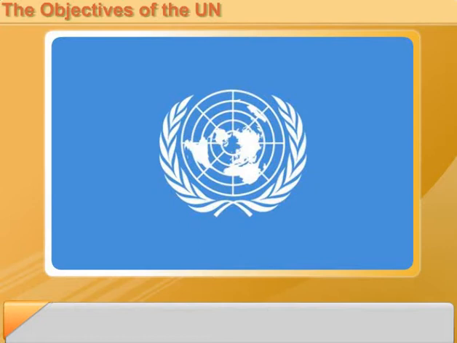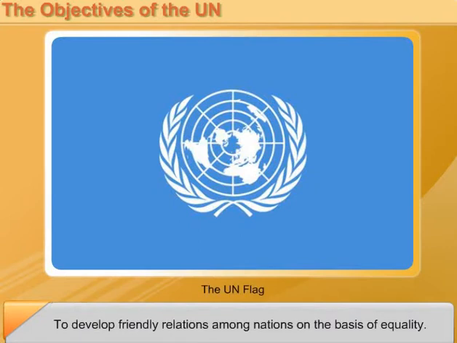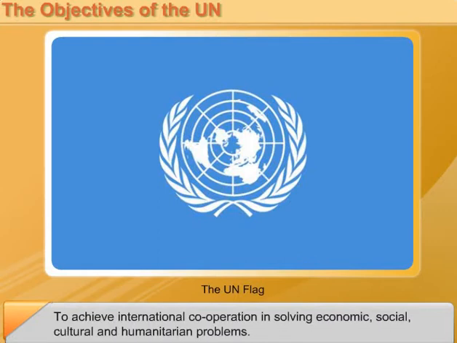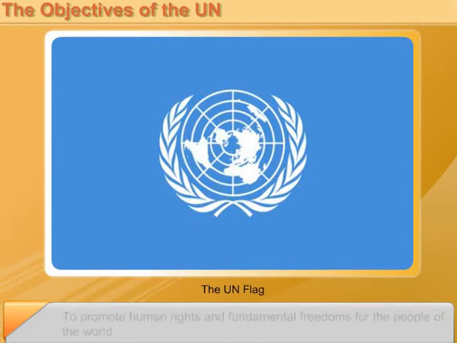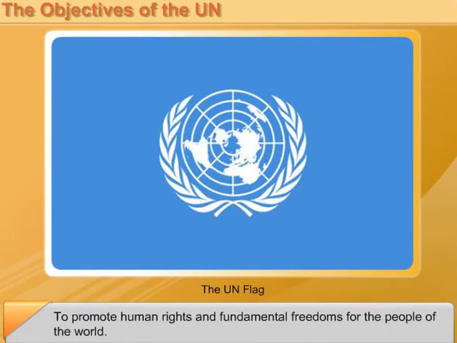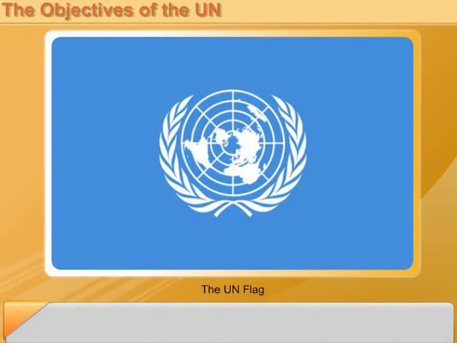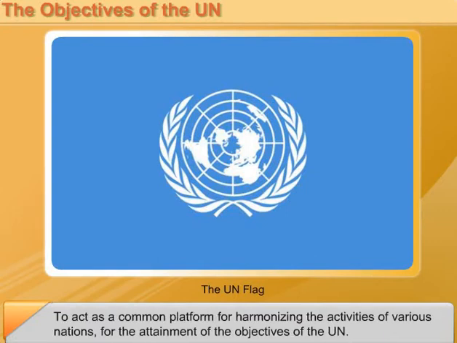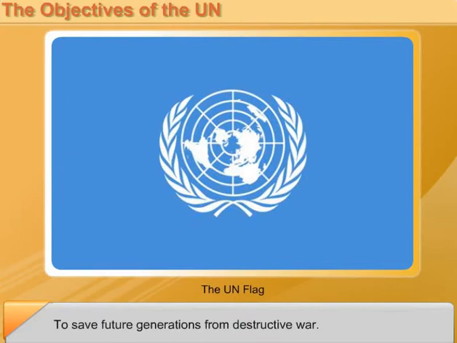Objectives of the UN: to maintain international peace and security, to develop friendly relations among nations on the basis of equality, to achieve international cooperation in solving economic, social, cultural and humanitarian problems, to promote human rights and fundamental freedoms for the people of the world, to act as a common platform for harmonizing the activities of various nations for the attainment of the objectives of the UN, to save future generations from destructive war.